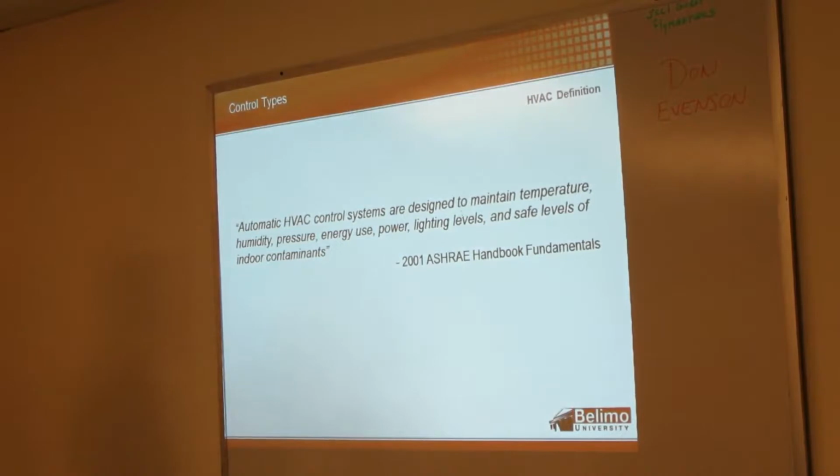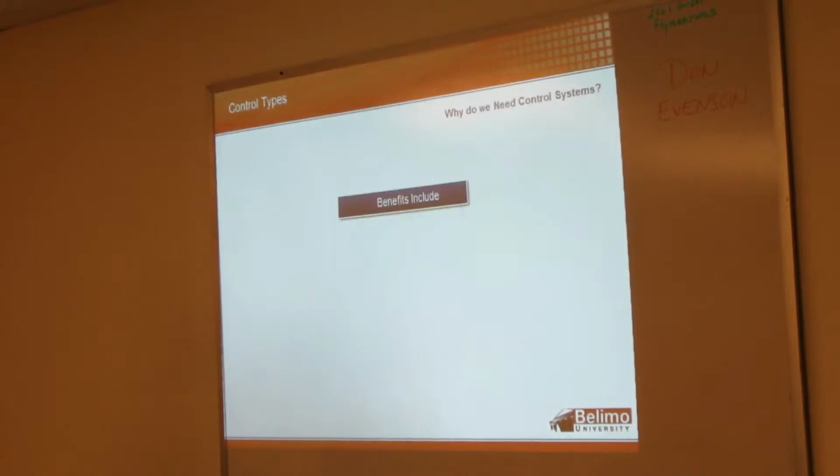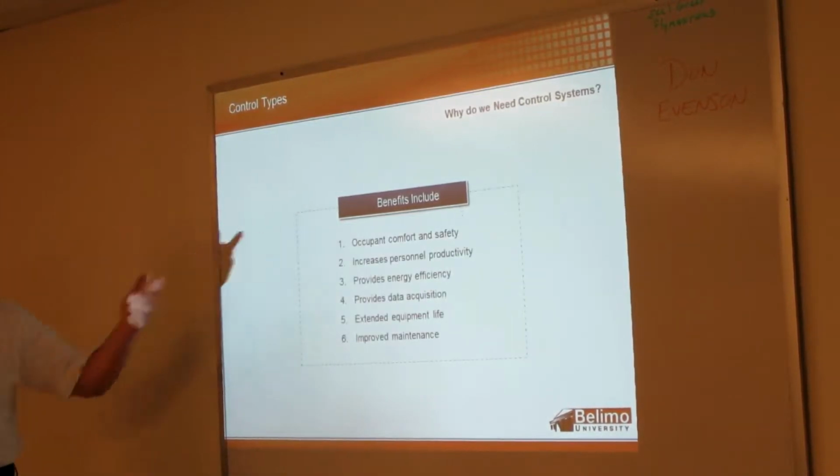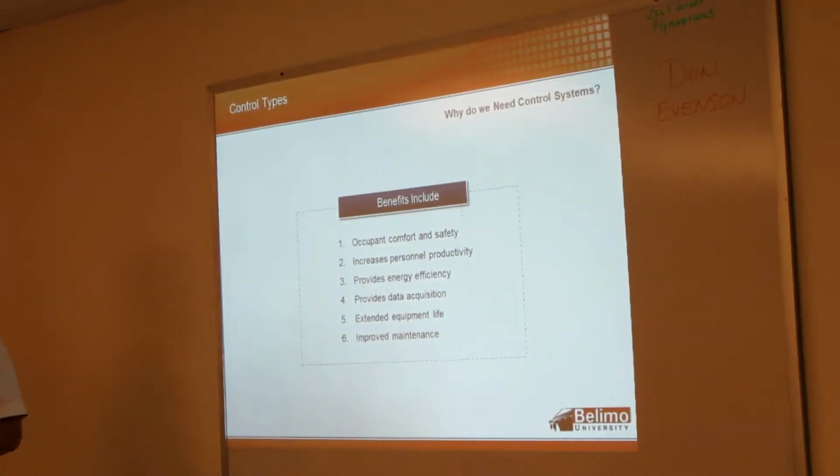This is right out of the ASHRAE Fundamentals Handbook. Automatic HVAC control systems are designed to maintain temperature, humidity, pressure, energy use, power, lighting levels, and safe levels of indoor contaminants. Basically, we're trying to maintain the comfort of the building. Why do we need control systems? Well, we're going to look at some of the benefits here. Occupant comfort and safety. Personnel productivity. Energy efficiency. Obviously, that's getting to be a bigger and bigger piece of the pie. Providing data acquisition so we know what changes need to be made to provide an efficient system. Extending equipment life and improved maintenance.